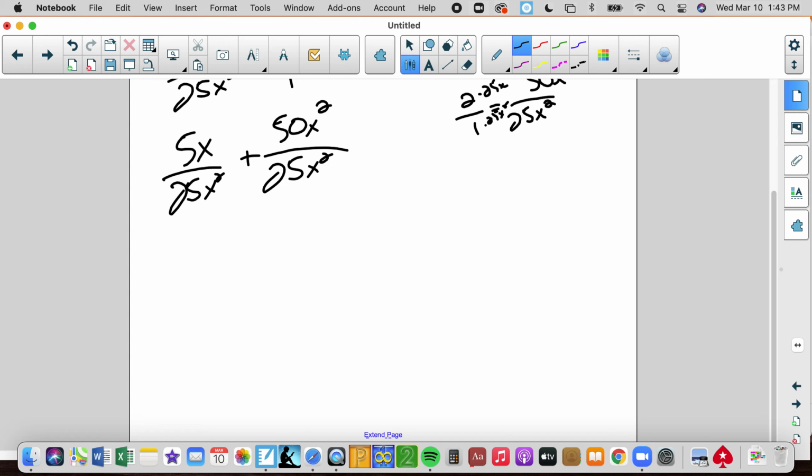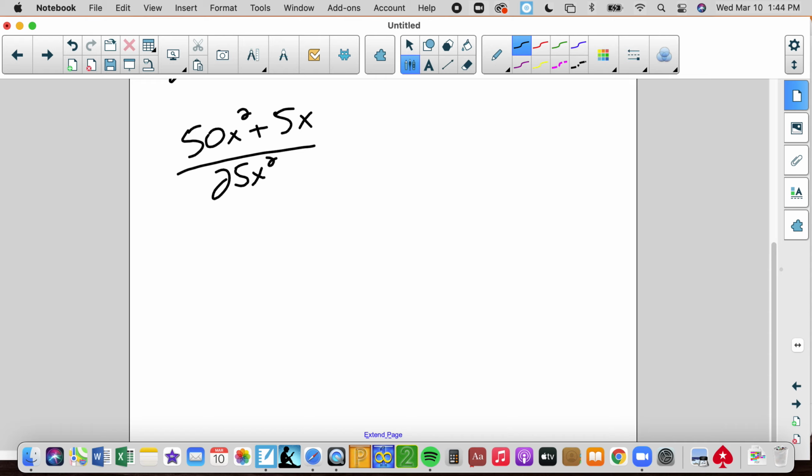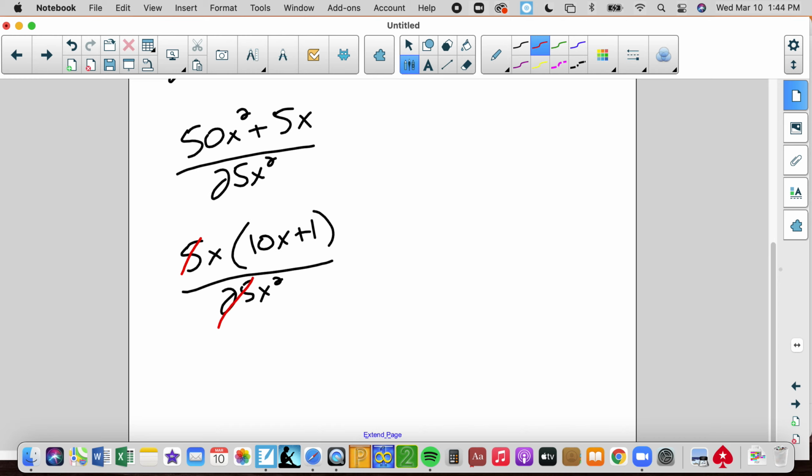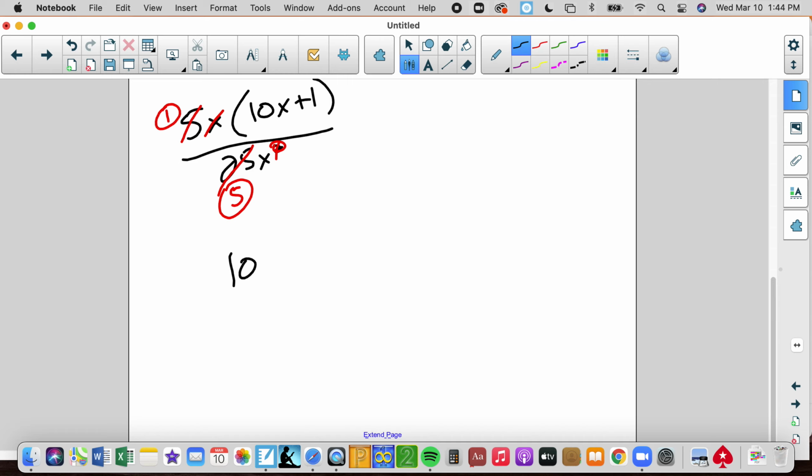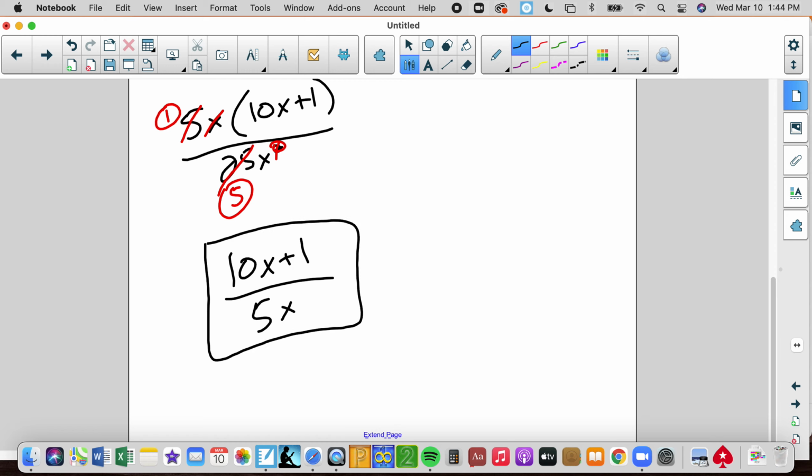Same denominator. And again, I'm going to write it in standard form. X squareds are always going to come before x's. We can factor out a 5x this time. Oh yeah. That gives us 10x plus 1 over 25x squared. We can cancel the coefficients, 5 and 25. We can cancel that variable with one of those x's. So that leaves us with 10x plus 1 over 5x. That was a good one.